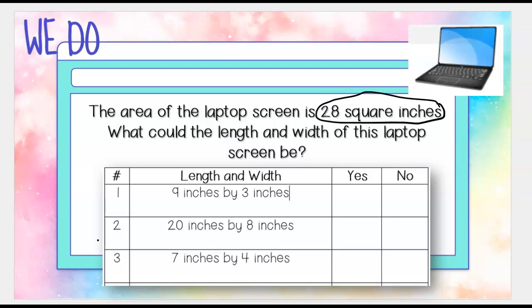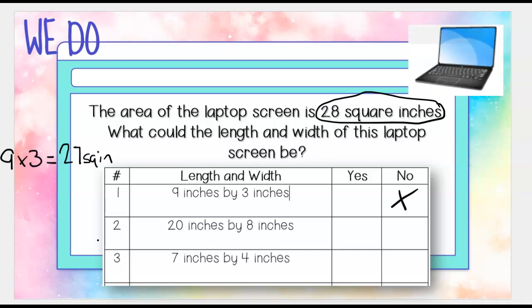So first we're going to do 9 times 3. So write that down, pause the video, and solve 9 times 3. Once you have your answer, unpause the video and check and see if you had the correct answer. Okay, did you get 27 square inches? You should have, they're asking us for 28. So is 9 and 3 inches the correct length and the width? No.